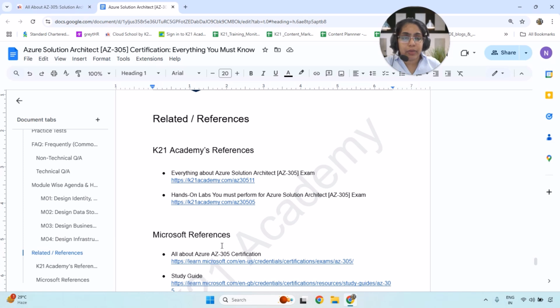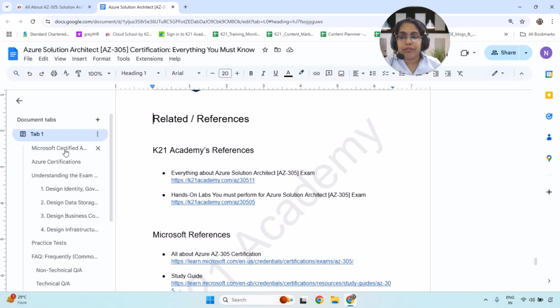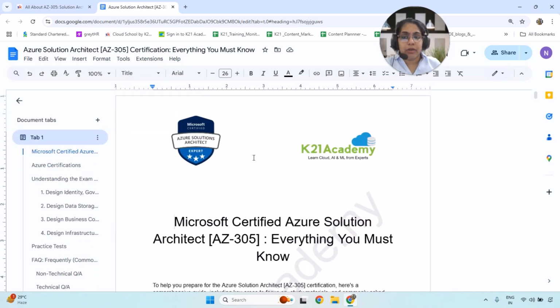Plus, we have also ensured to add some Microsoft reference links. So these things as well we will be discussing. So let's just get started from the very beginning where we are talking about this particular course and its certification.